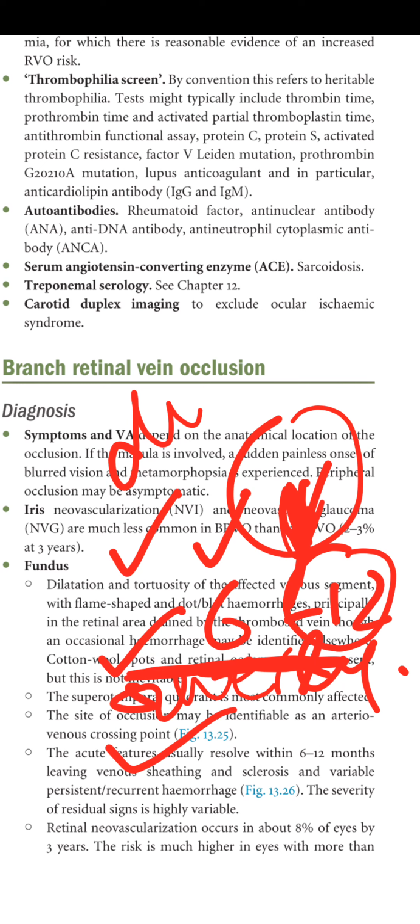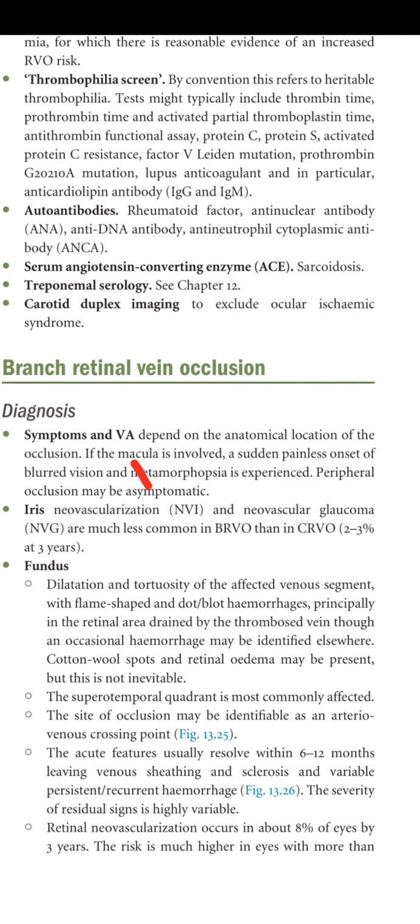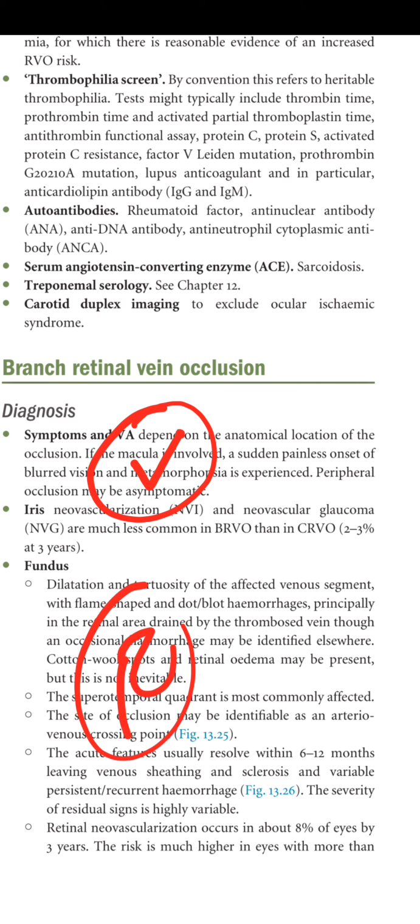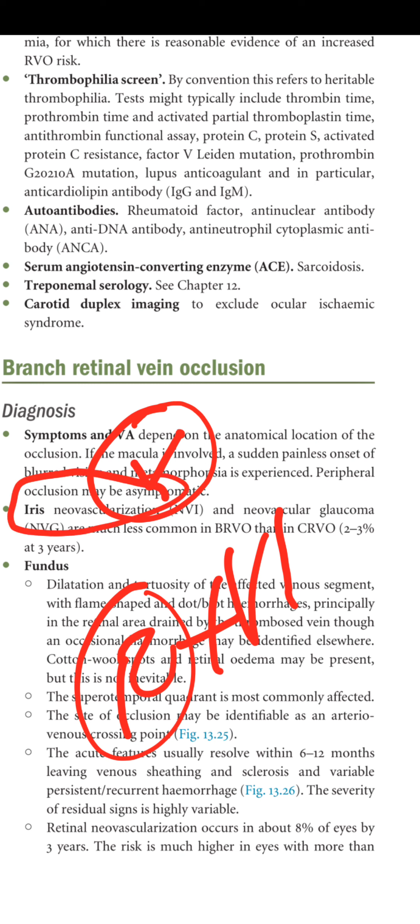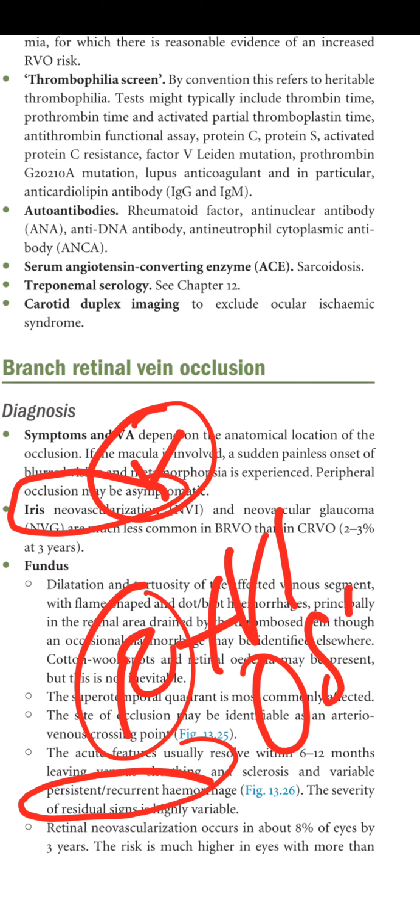So, retinal neovascularization occurs in about 8% of eyes within 3 years. First we discussed iris neovascularization. Now we will discuss retinal neovascularization. It is different because the neovascularization in the iris is at the iris, and in the retina it is in the retina. Most commonly, PRV is associated with optic disc neovascularization.